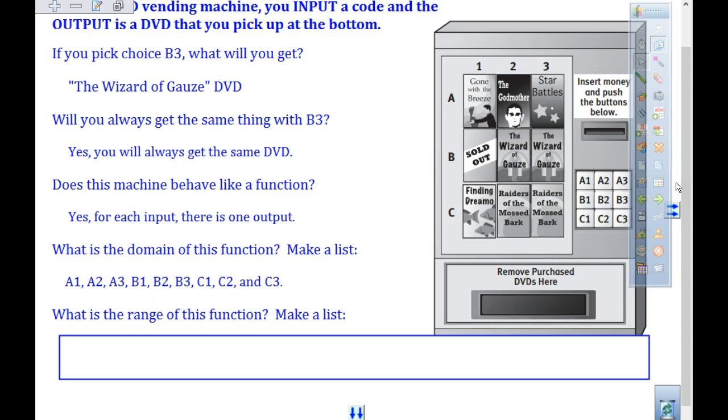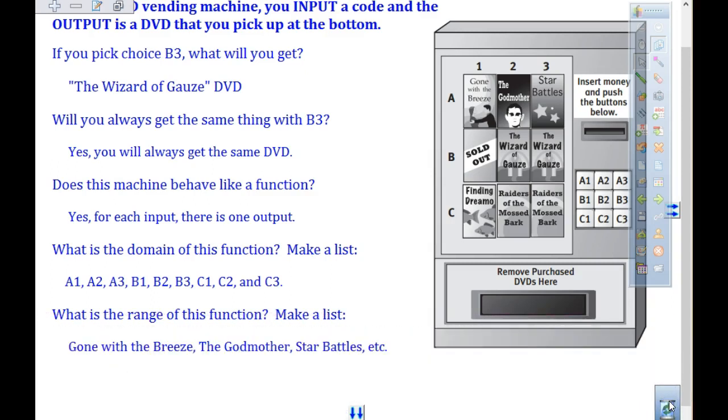So one of the first movies you could list is at A1. What would your output be if you typed in A1? What movie would you get? Gone with the Wind. Yes, so we're going to list that. If I put in A2, we would have The Godfather. If I put in A3, I would have Star Wars, right? And I'd keep listing these.